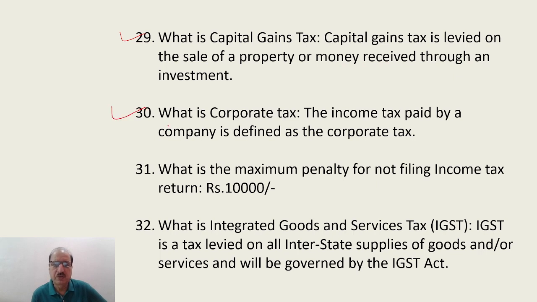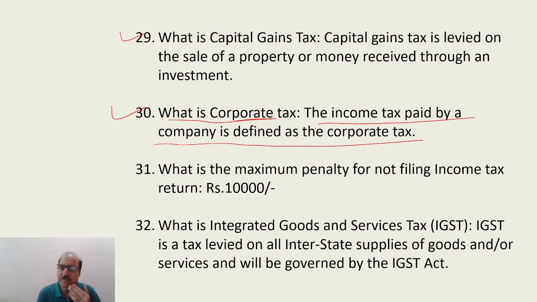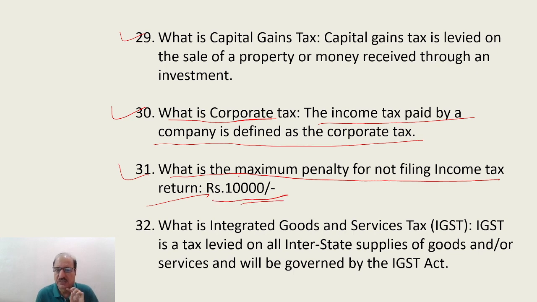Question number 30. What is corporate tax? The income tax paid by a company is defined as corporate tax. Simply, corporate tax is a tax which is to be paid by the companies. Question number 31. What is the maximum penalty for not filing income tax return? If a person is not filing income tax return, the maximum penalty is 10,000.